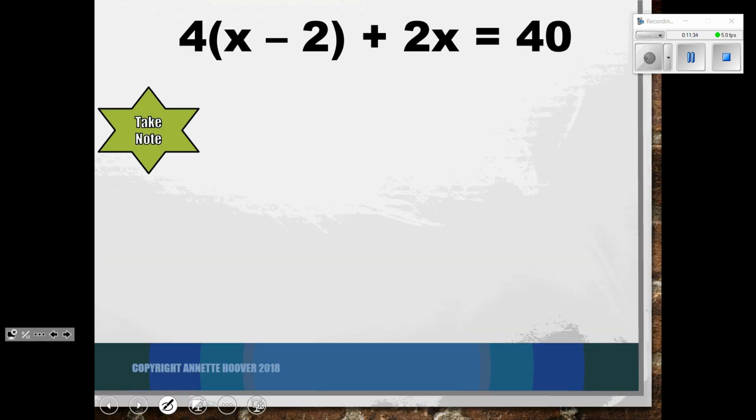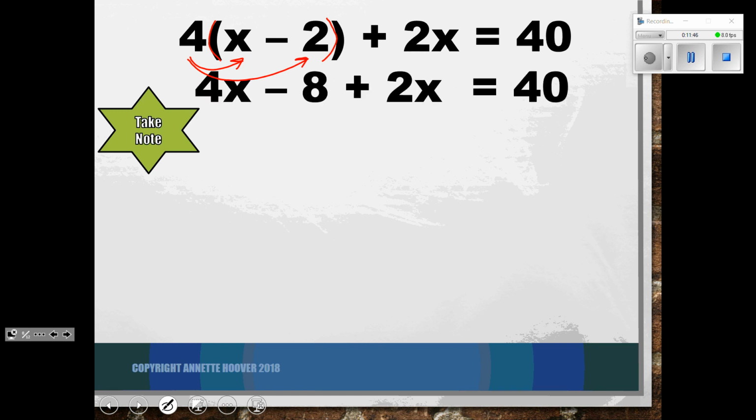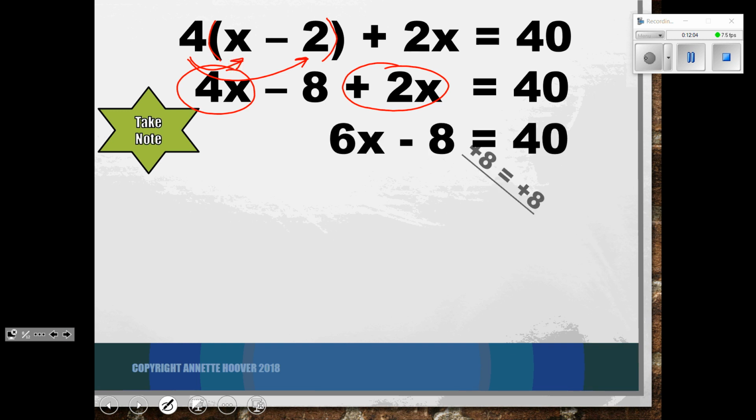Again, here we have the distributive property. We see a set of parentheses with two terms in it, so we have to multiply 4 times each term inside of that. 4 times x is 4x, and 4 times negative 2 is negative 8. Now, if we look where the variable is, we have like terms that we have to combine, because on the left side of the equation we have two terms that are x variables. 4x plus 2x is 6x, so we have 6x minus 8 equals 40.